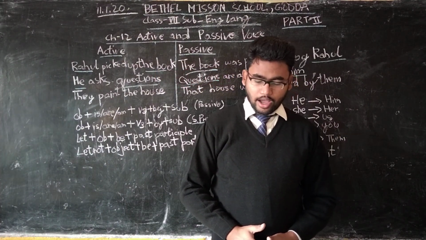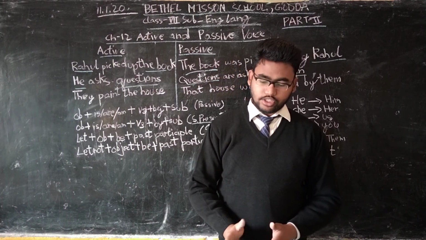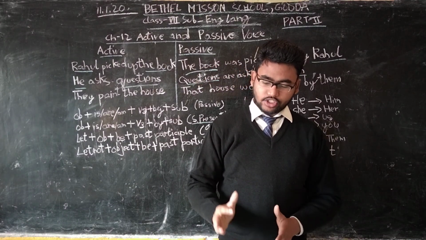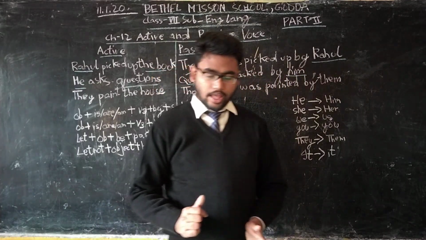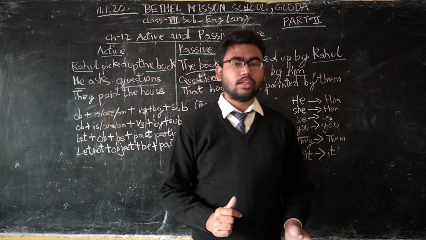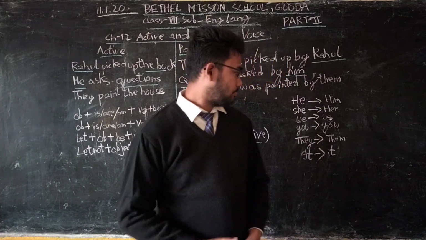Have you ironed the shirt? This is active voice. When we change this into passive voice: has the shirt been ironed by you? And remember, students, whenever you give an interrogative sentence, you have to put a question mark at the end.